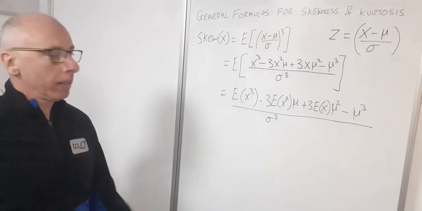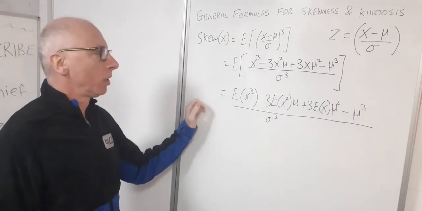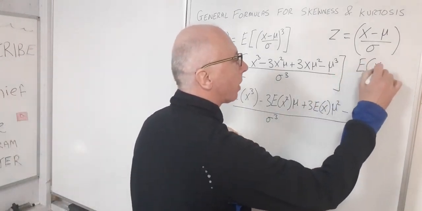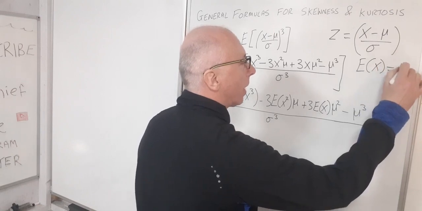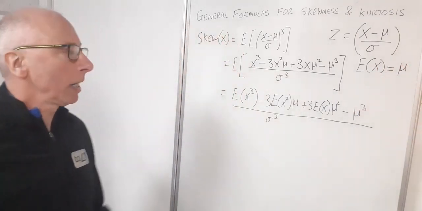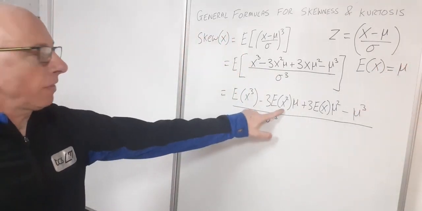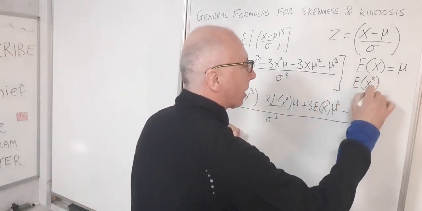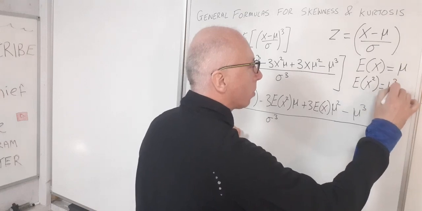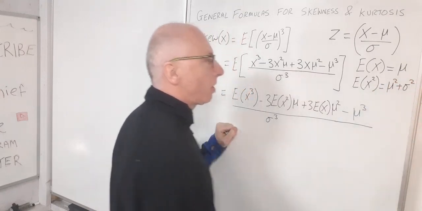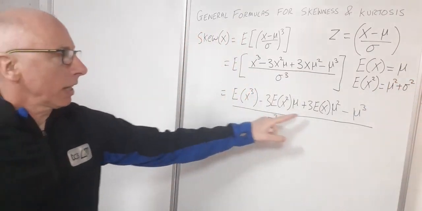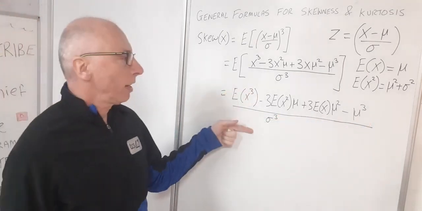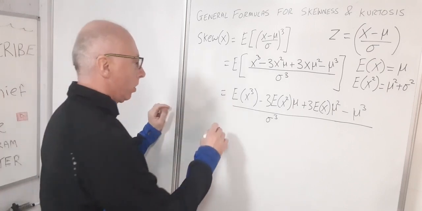Now we need some identities to try and simplify this a little bit more. So we've got E of x, that's our expectation of our random variable. That's just the same as our population mean. And E of x squared, we can expand out on that a little bit. E of x squared, we can put that as mu squared plus sigma squared. So that would take care of that. So now let's substitute all those into this and see if we can simplify it some more.